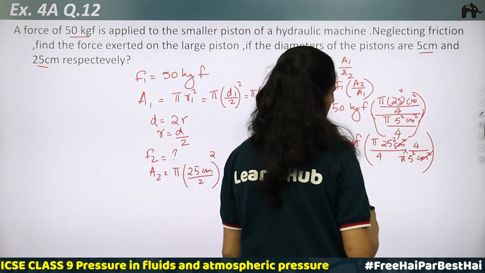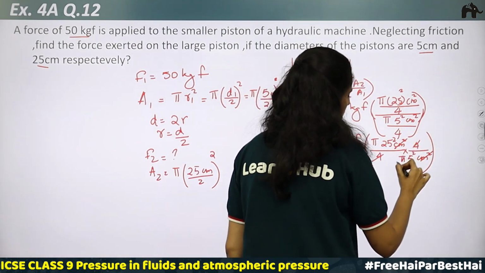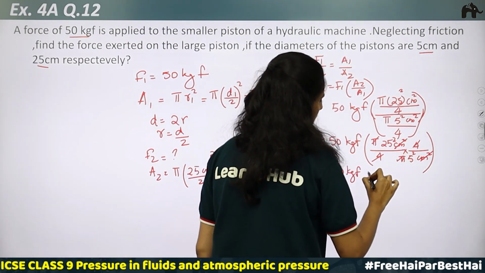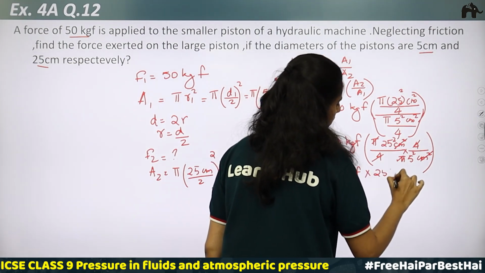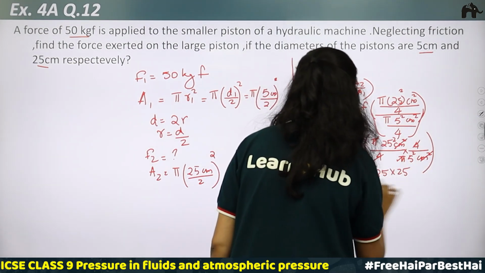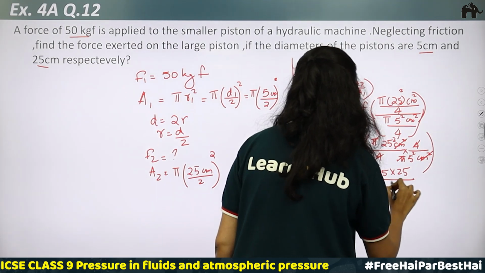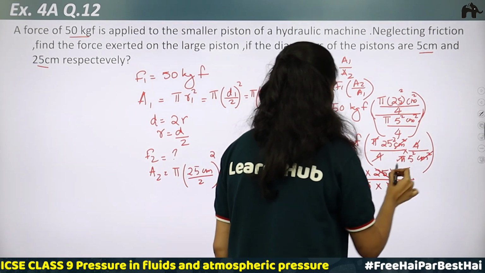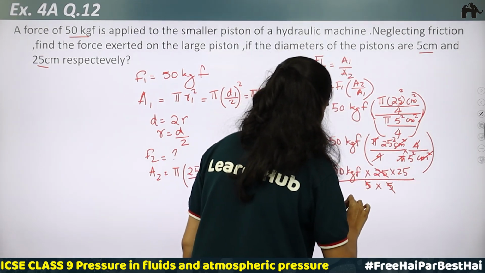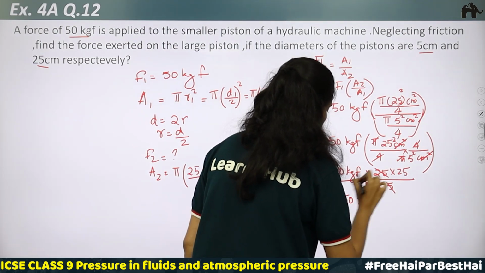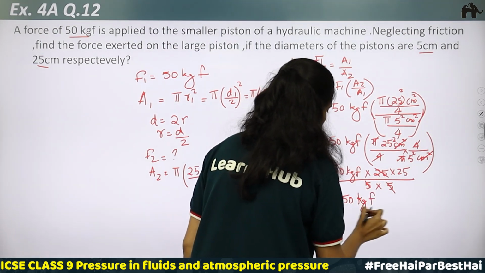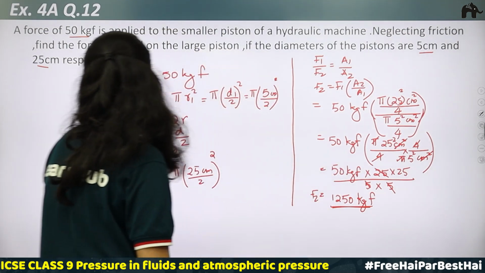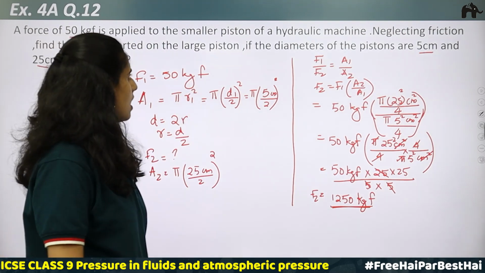Centimeter square, centimeter square gets removed. 4, 4 gets removed. Pi, pi gets removed. Then 50 kilogram force into 25 square divided by 5 into 5. Cancelling, 5 into 5 is 25. 25 into 5 is 125. Then a 0. So 1250 kilogram force is the force exerted on the large piston.